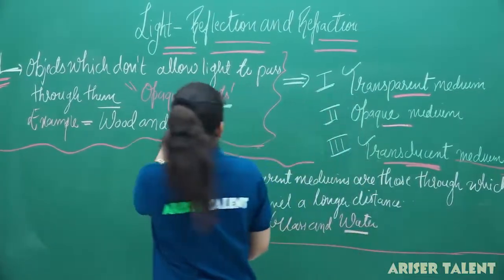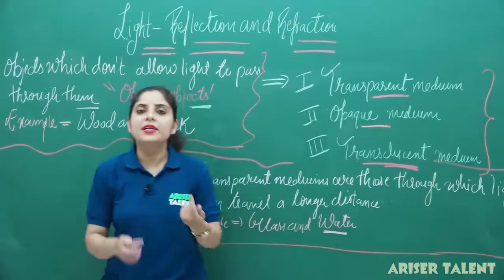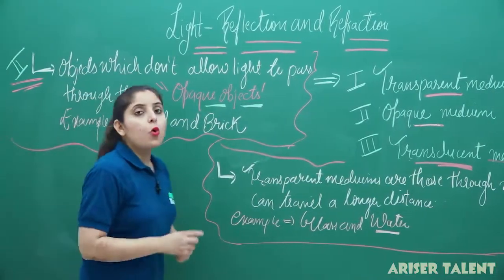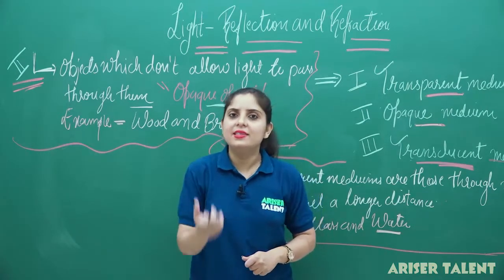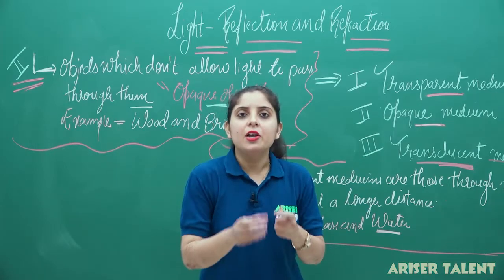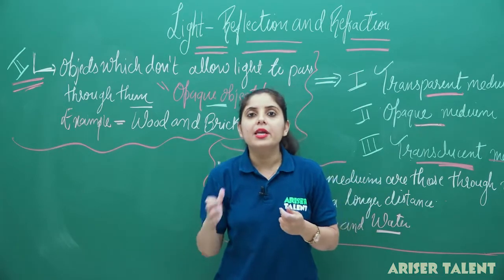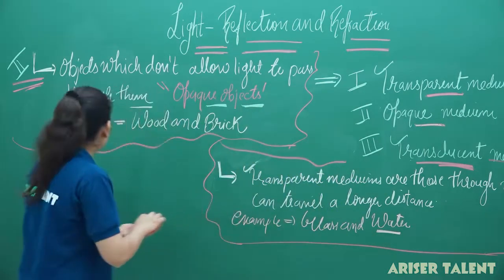Now, moving to our next category, the translucent medium. Translucent mediums are those in which light travels through some distance but later its intensity gets reduced. If I consider oil, you can see that to some extent the light can pass through the oil, but its intensity will be reduced after traveling some distance. So these are our translucent objects.